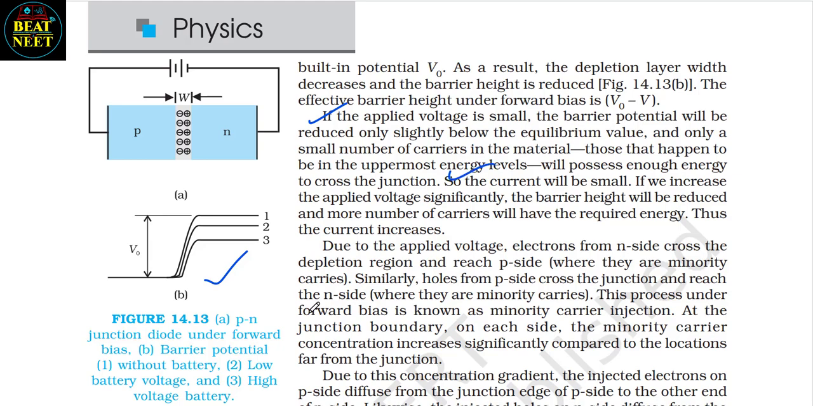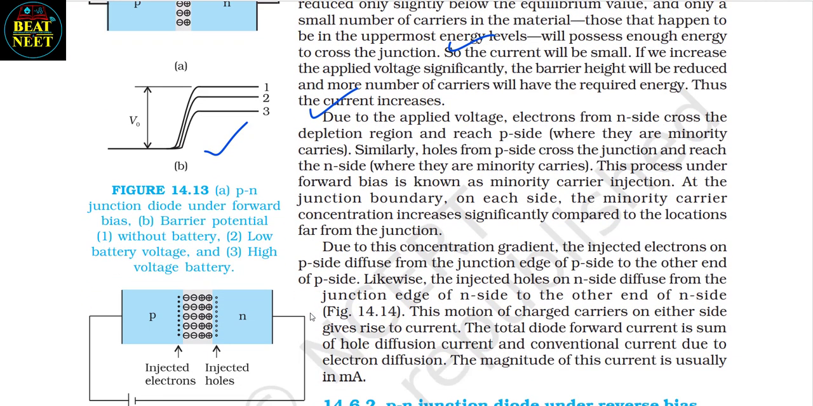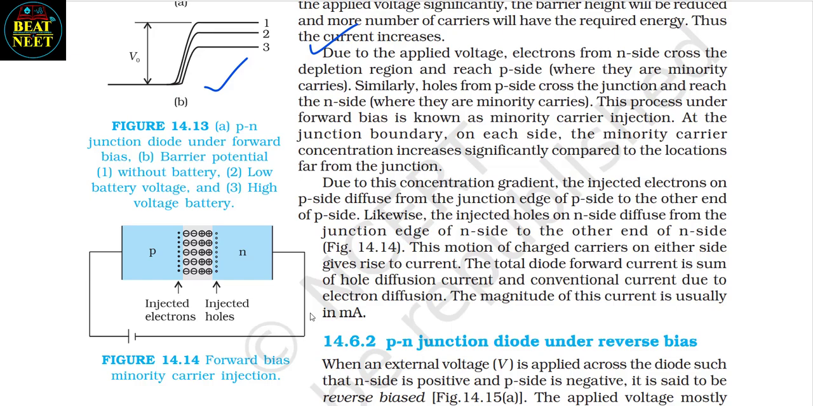If we increase the applied voltage significantly, the barrier height will be reduced and a greater number of carriers will have the required energy. Thus the current increases. Due to the applied voltage, electrons from the N side cross the depletion region and reach the P side where they are minority carriers. Similarly, holes from the P side cross the junction and reach the N side where they are minority carriers. This process under forward bias is known as minority carrier injection.